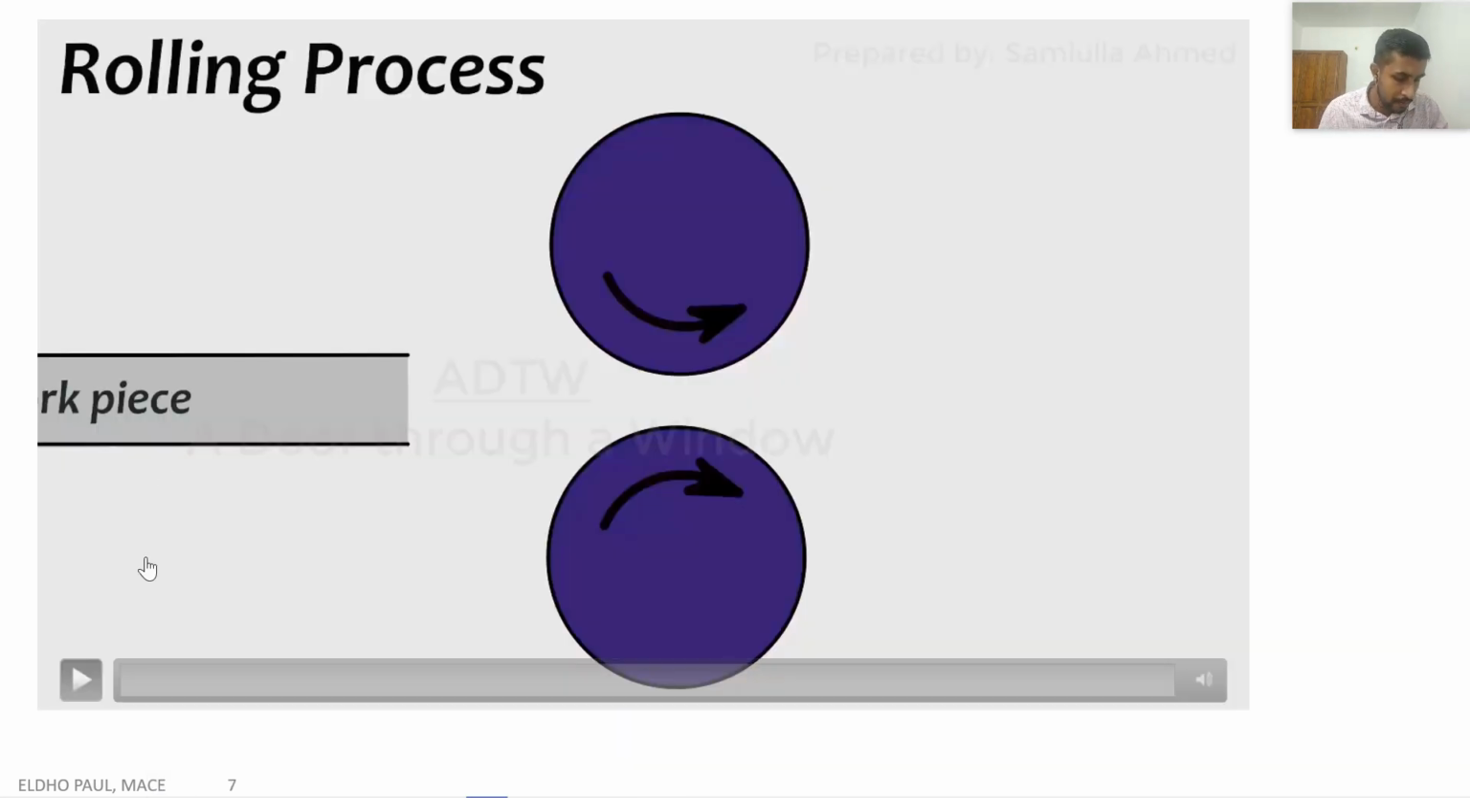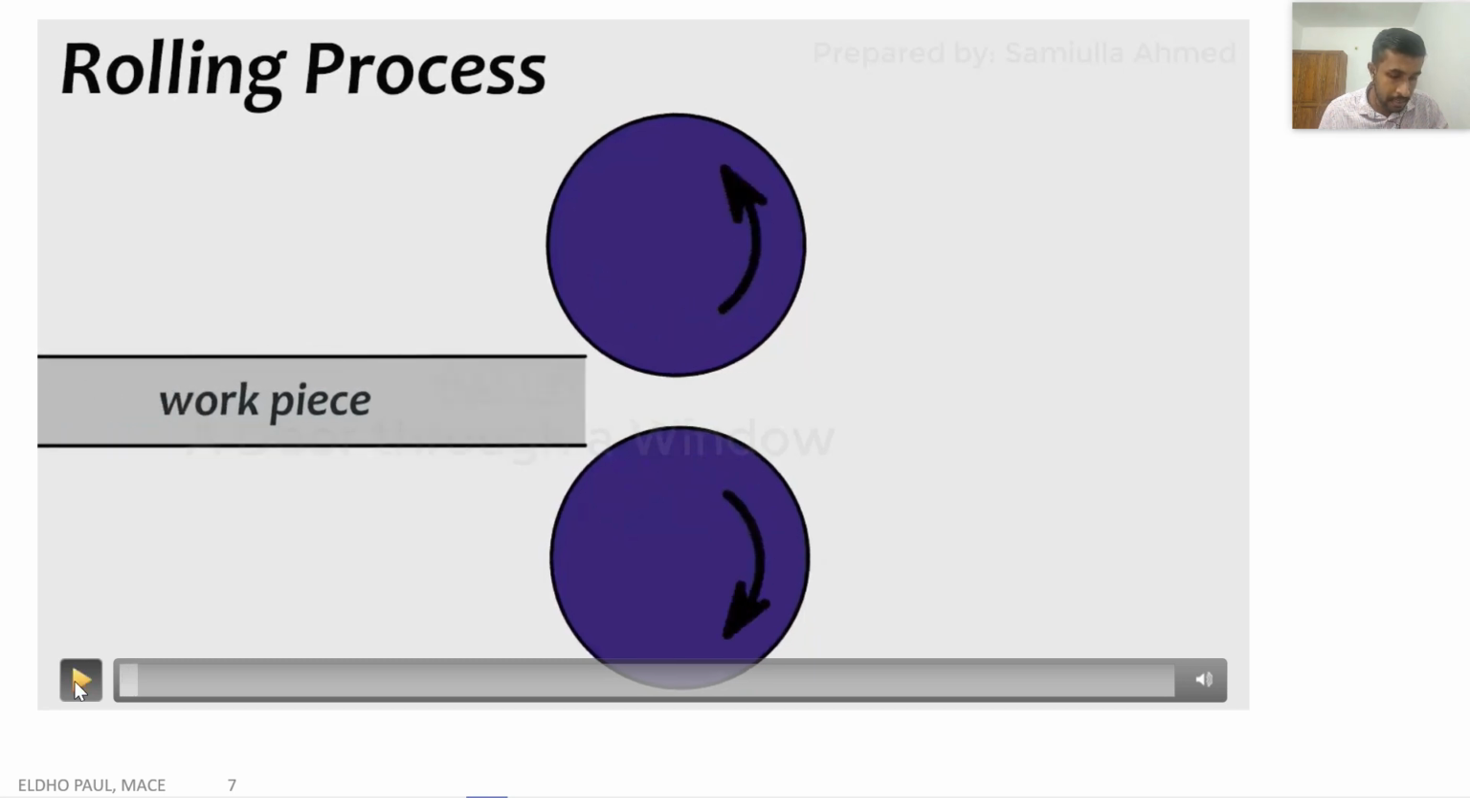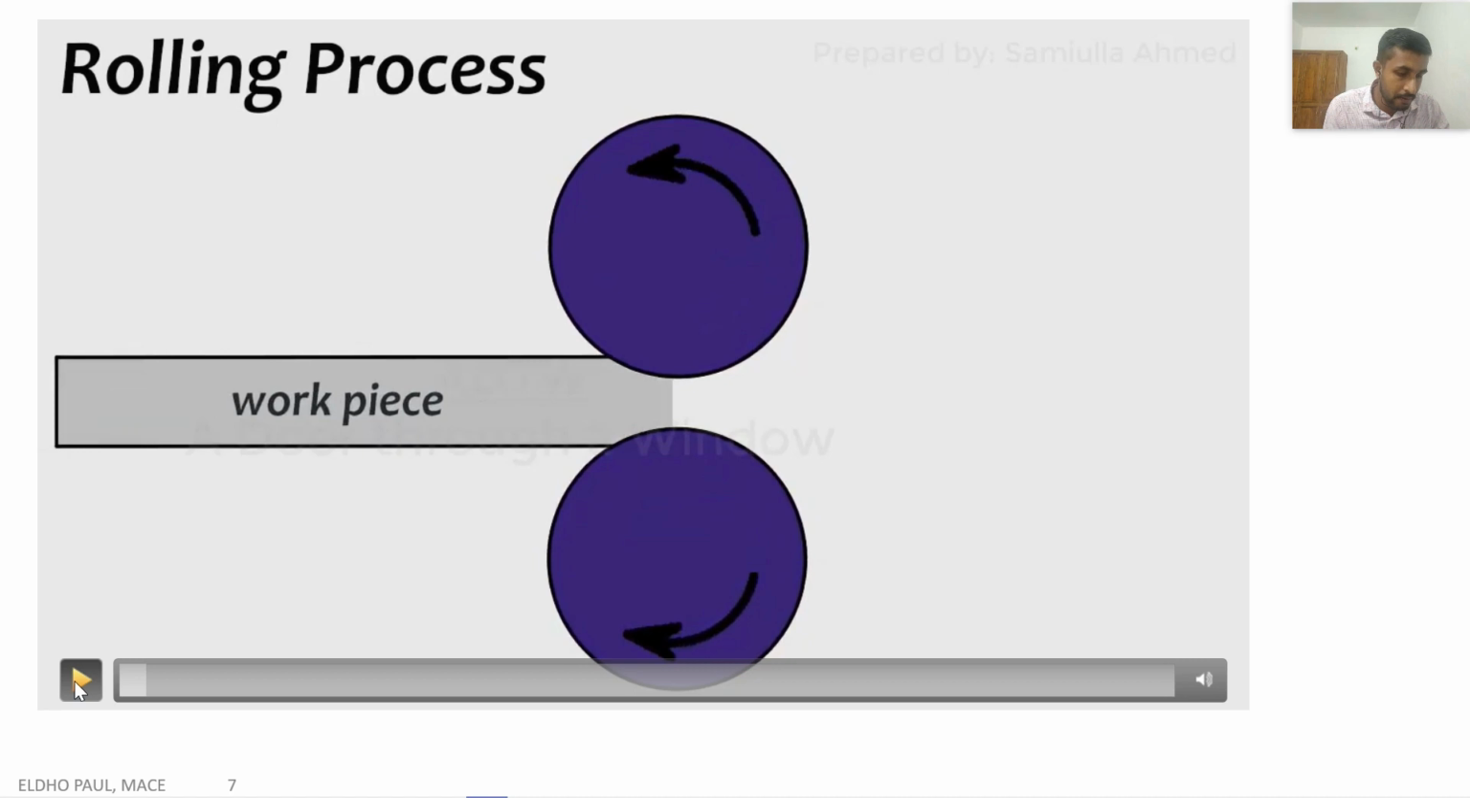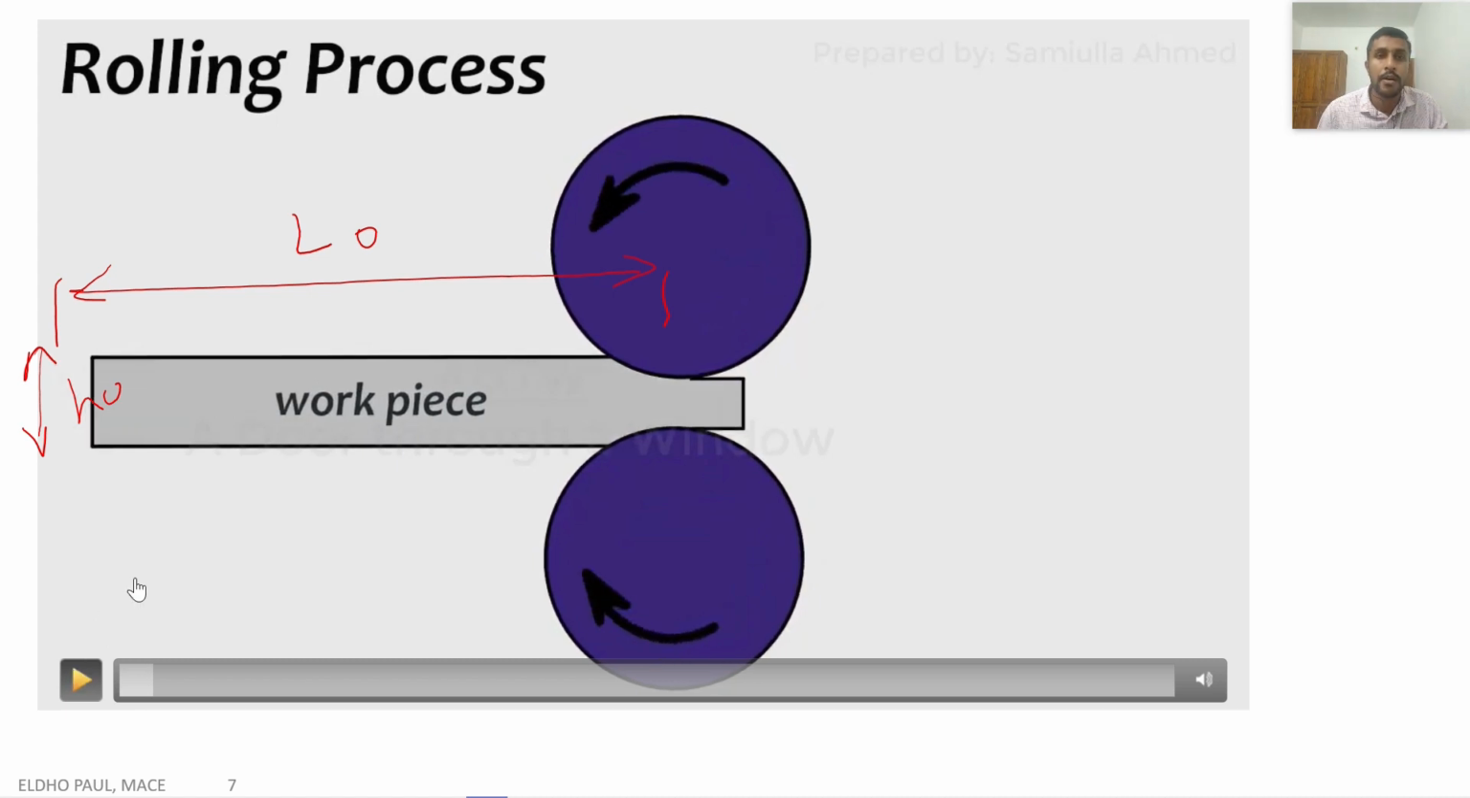So this is the video showing the rolling process. Here is the rolling workpiece. See the length of the workpiece. This much is the length of the workpiece, L0. This is the thickness of the workpiece, H0. And after rolling, it is passing through the rotating rollers.